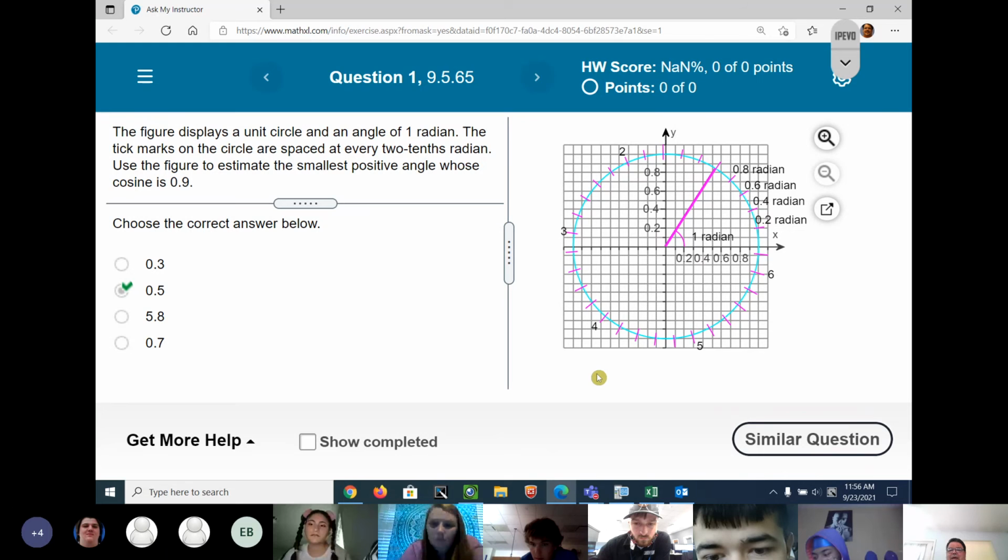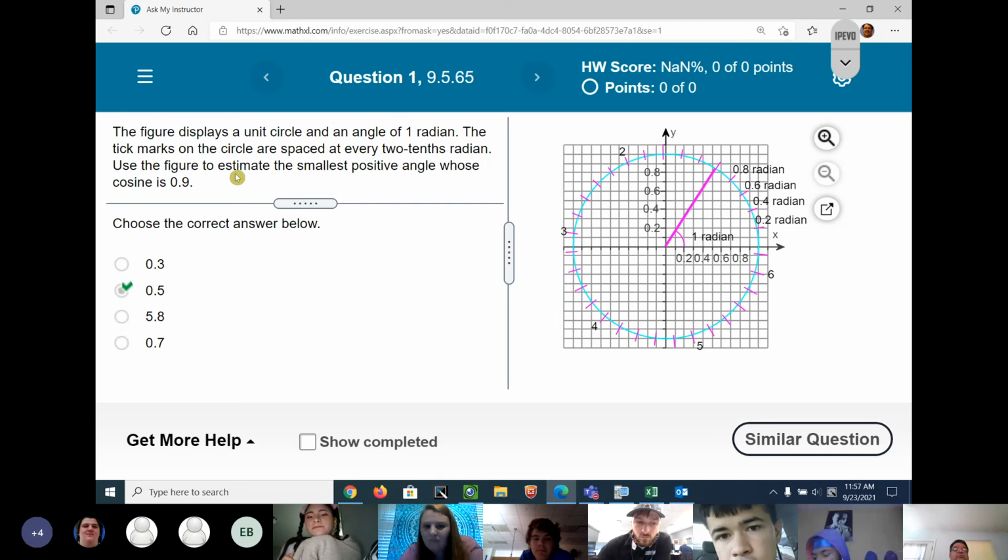What? Whose cosine? Well, 0.9. Well, the way this thing is reading, let's see. I guess this is 0.2. That's 0.4. That's 0.6. That's 0.8. And that's 0.9. The tick marks on the circle are spaced at every 2/10 radian.